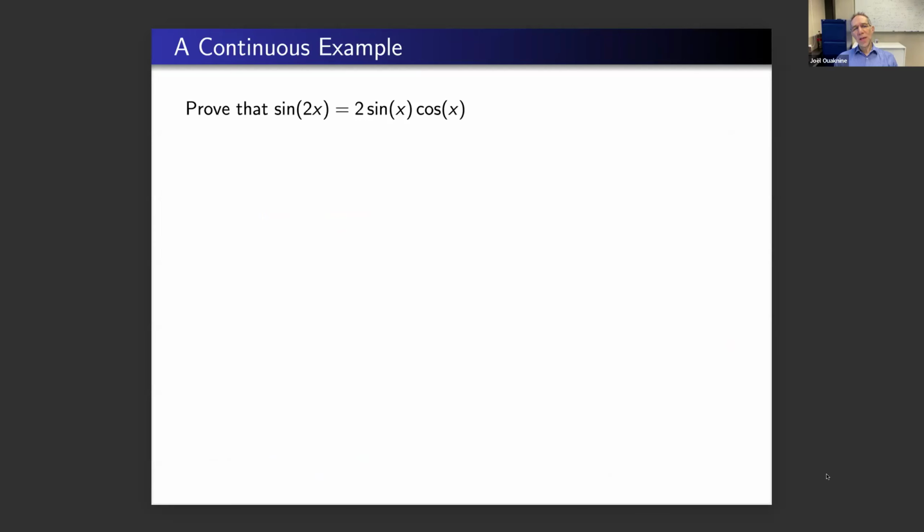Let's have a look at another example, a continuous example this time, because holonomic techniques have this nice property, they mix the discrete and the continuous. So let me look at a continuous example. Suppose you want to prove that sine 2x is equal to 2 sine x cos x. And what do I mean by prove this?